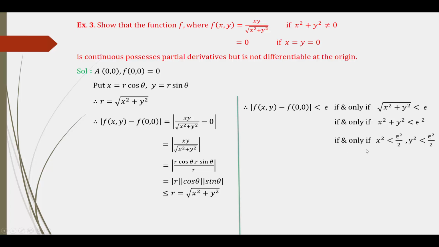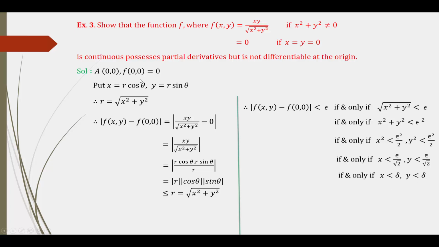Therefore, if and only if x square is less than epsilon square by 2 and y square is also less than epsilon square by 2, separating epsilon square into two terms. If and only if x is less than epsilon upon root 2 and y is less than epsilon upon root 2. Assume that epsilon upon root 2 is delta, meaning if and only if x is less than delta and y is also less than delta.